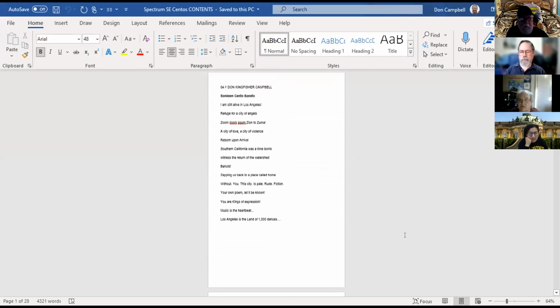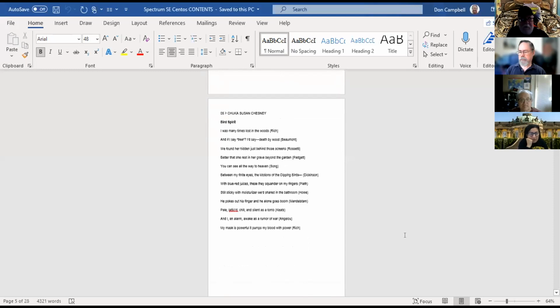When would this edition come out? The centos. Oh yeah. Hey, I'm sorry, Preet, I'll get right to that. I did a cento using lines from Mike Songson's book, right? His LA book, Sunken. Okay.